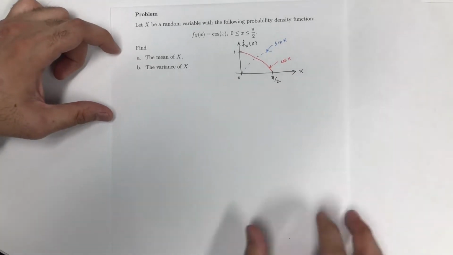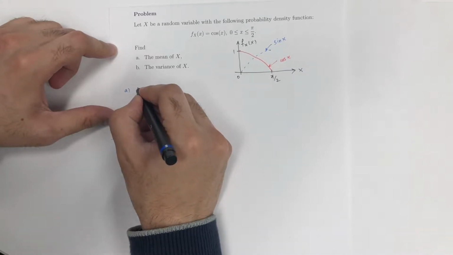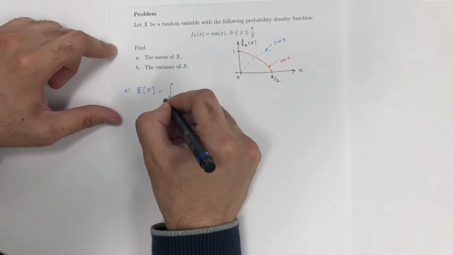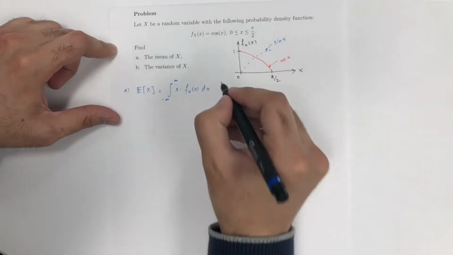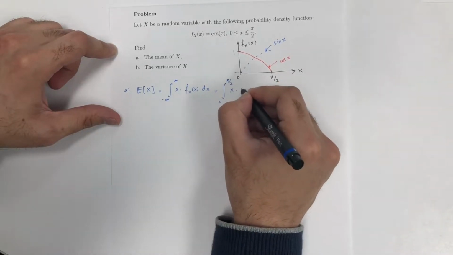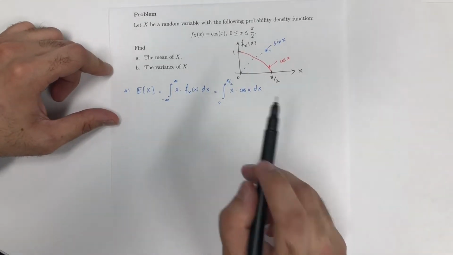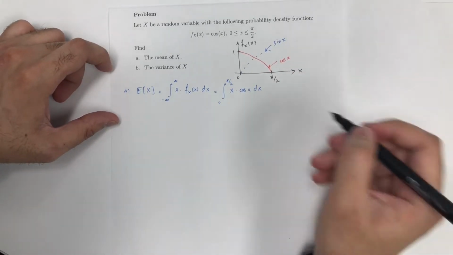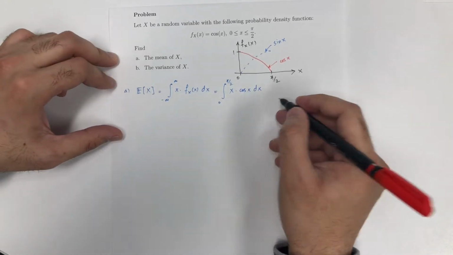All right, so for the first part, the mean of x is the expected value of x, which is by definition the integral from minus infinity to infinity, x times fx of x dx, which evaluates to 0 to pi over 2, x times cosine x dx. Now this expression requires integration by parts, and there are many ways you can do this, but in this video I'll be showing you a tabular method, which makes it a little bit convenient.